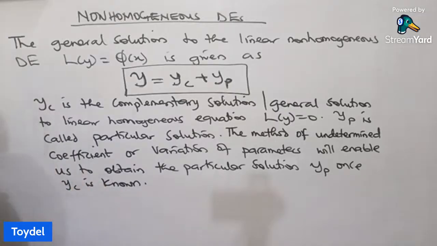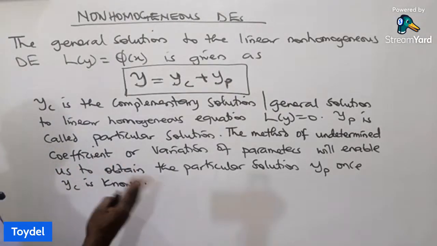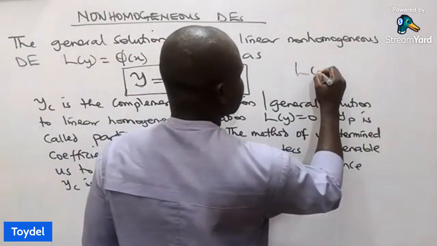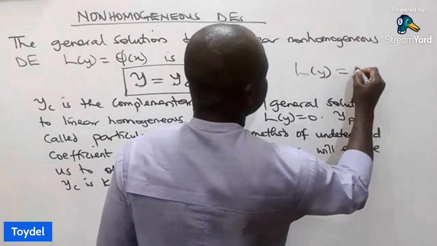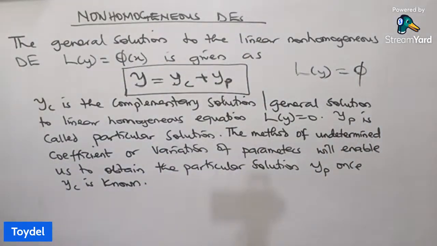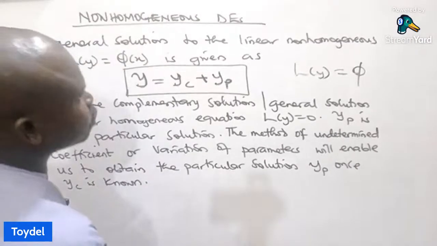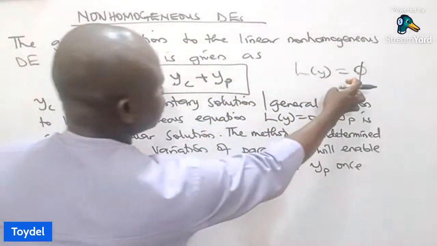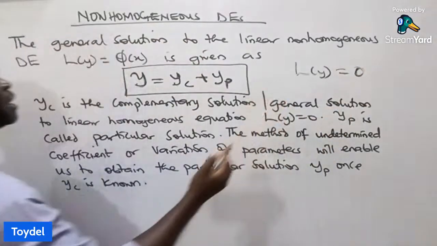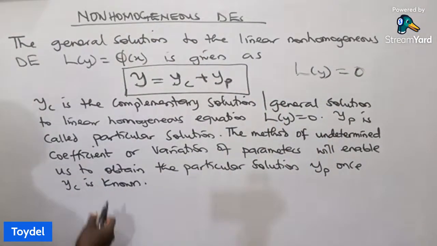If you check the past videos, you realize that there we have L of y equal to 0. That is, when you have a second order or higher order linear homogeneous differential equation, what you are going to get at the right hand side will be 0. So that is an example of linear homogeneous differential equations, and we know the method of resolution.